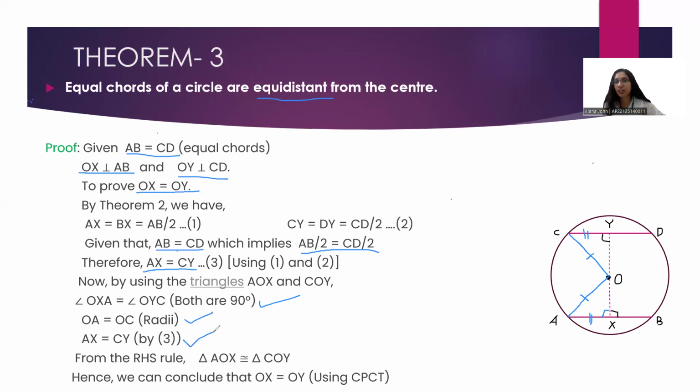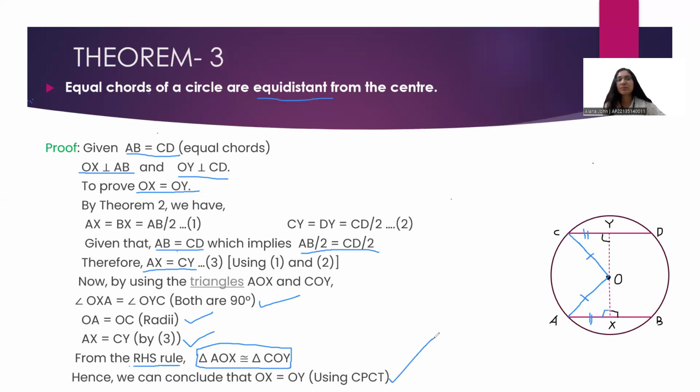So we have got three conditions. And the two triangles are right angle triangles. We have shown that hypotenuse equal and one sides are equal. So by RHS congruence rule, we can say that these two triangles are congruent, right? Once we have proved the two triangles to be congruent, then simply by CPCT we can say that OX equal to OY. And this completes the proof of the theorem.